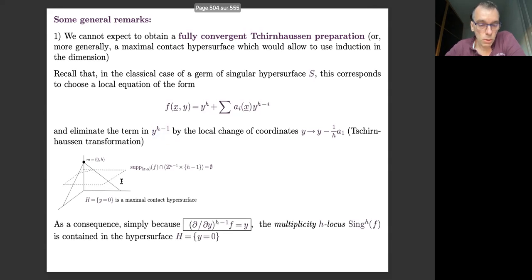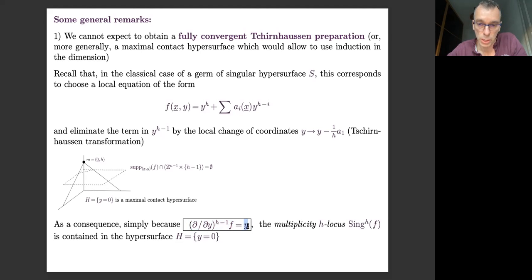Well, what does it imply? It implies that if you try to compute the locus of multiplicity h of f, the multiplicity h locus of f can be seen as the locus where all partial derivatives of f with respect to the variables up to order h minus 1 are 0. So in particular, this is the locus where this derivative vanishes, right? But if you differentiate the expression of f h times with respect to y, you see that you just get y times h factorial.